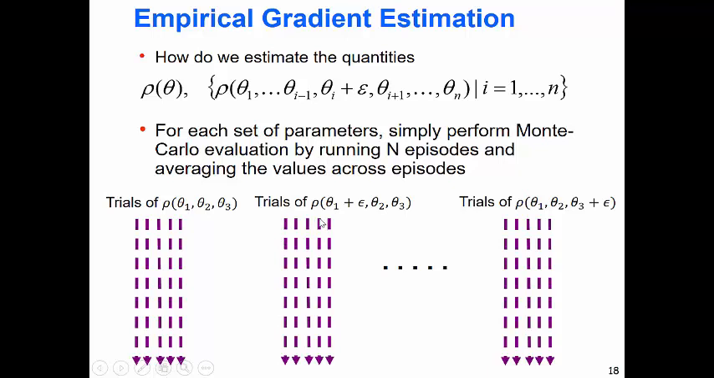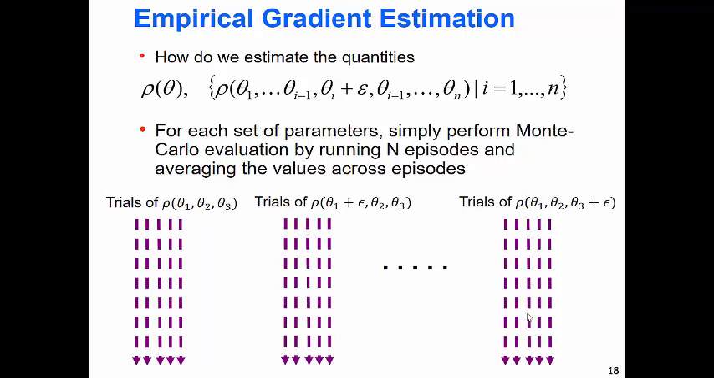Then I'm going to tweak my first parameter by epsilon. And now I'm going to run that new policy, right? So I change the parameter a little bit, I run the policy, and now the value you get from these will be a little better or a little worse than this. If it's a little better, you probably want to move theta 1 in that direction. Same thing here. You change the third value a little bit, and you see whether things get better or worse. So this is called empirical gradient estimation. That's the fancy name for it.